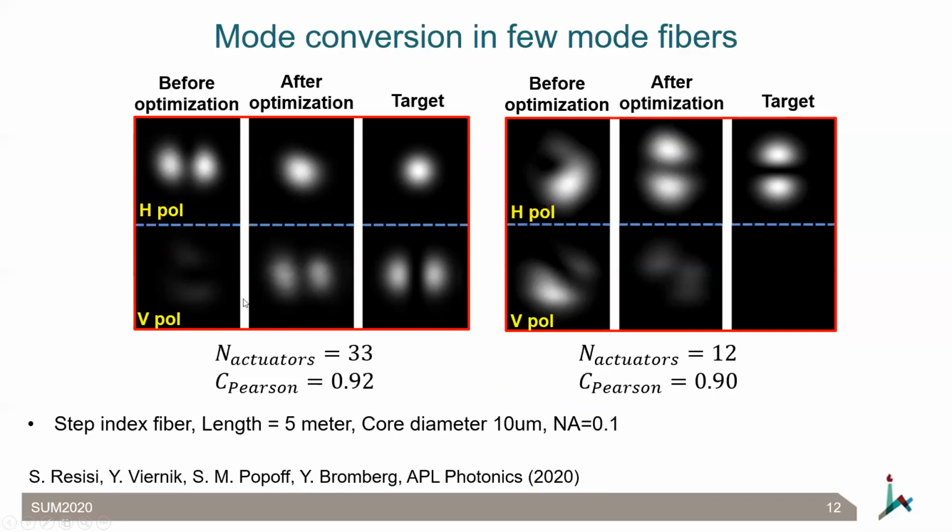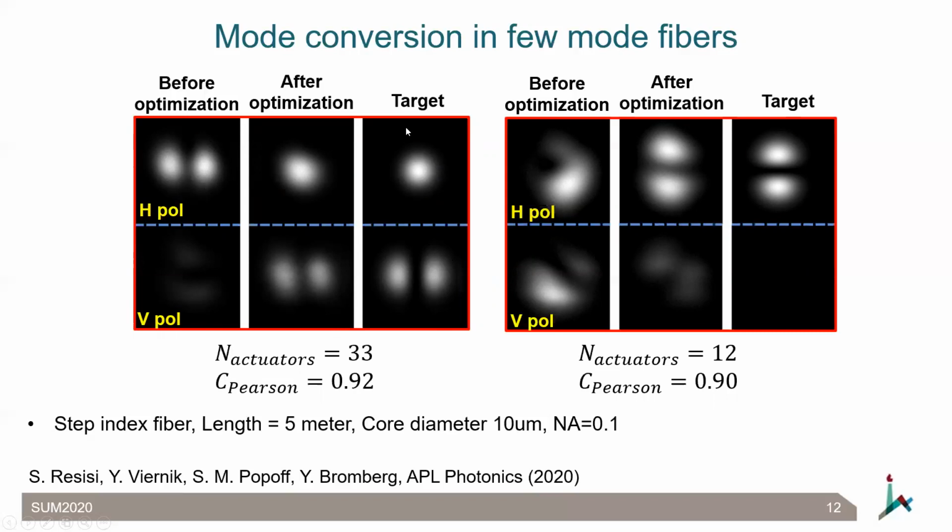And on the left, you can see the result of one optimization that we ran. These are images of the output before and after the optimization. So before the optimization, we start in a situation where we have in the horizontally polarized light a TE mode and nothing in the vertically polarized light. And we set a target. We wanted to get at the output a fundamental mode in the horizontally polarized light and a TE mode for the vertically polarized light. So this is our target.